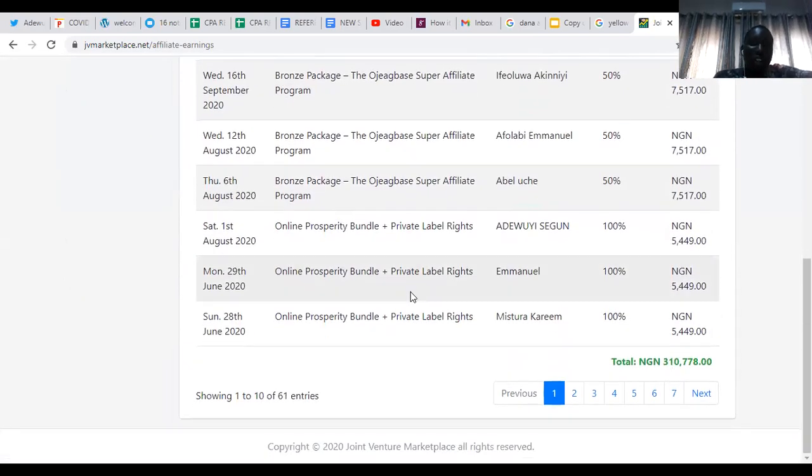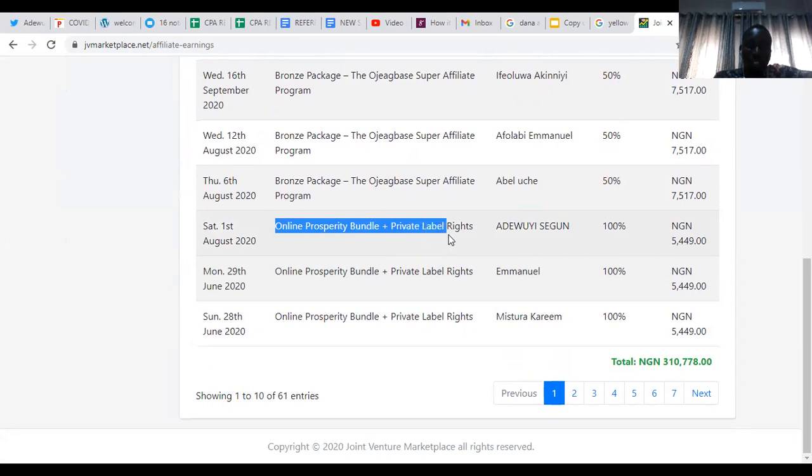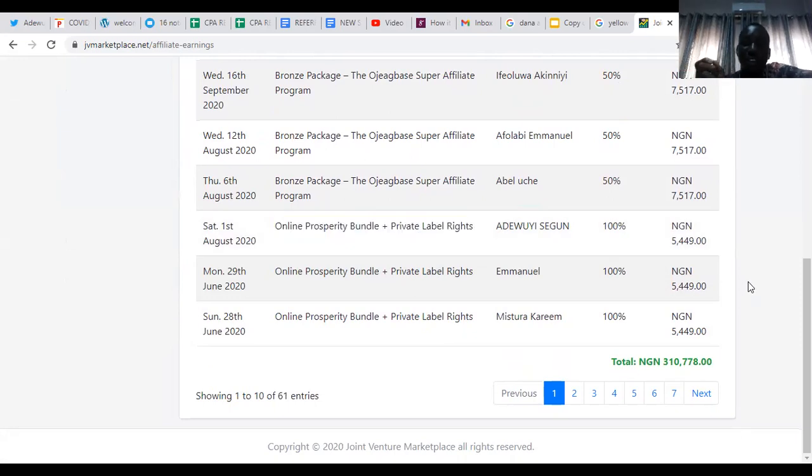So now look at this particular one. This course called the Online Prosperity Bundle comes with a private label right. This was the course I was promoting that time. It's from Dr. Ojegwuasi. So this course sells for 6,100. And on every sale I make, I earn 5,450 naira. So that was almost or even over 90%. But then they are even calculating it as 100%, because it is supposed that the remaining money is for taxes and some other stuff. But then 90% on every sale is decent earning.